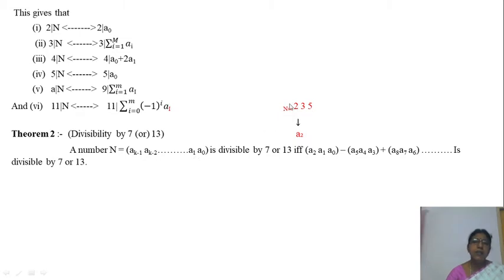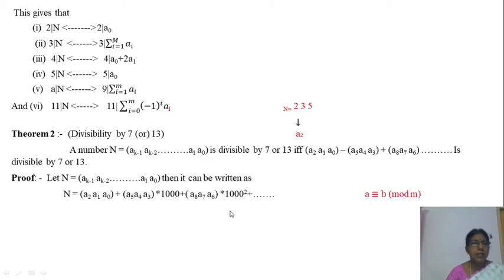Take a fourth digit on the left side as well. The first digit is a0, second digit is a1, third digit is a2. First you see here, if and only if this one. What is the given number? This is the given number.